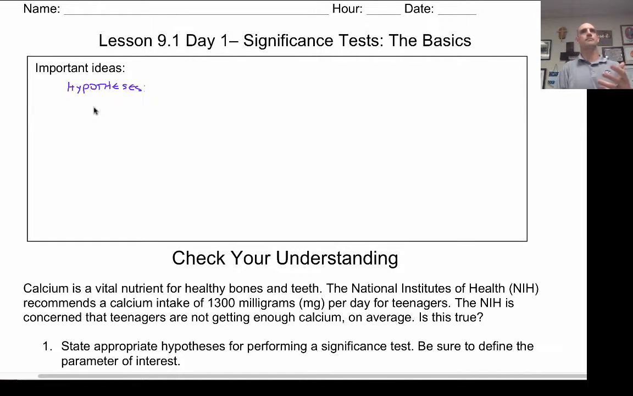And any claim from a problem, for example, down here we're going to talk about this calcium problem where calcium is a vital nutrient for healthy bones and teeth. The National Institutes of Health recommends a calcium intake of 1,300 milligrams per day for teenagers. The NIH is concerned that teenagers are not getting enough calcium on average. Is this true? So what's the claim? The claim is that we need to have this 1,300 milligrams. And so the claim as stated is called the null hypothesis.